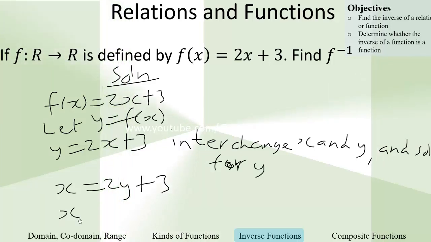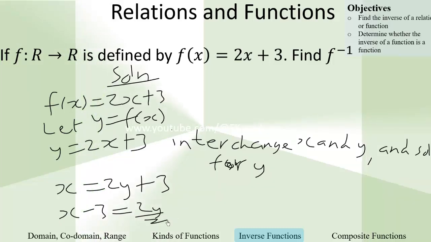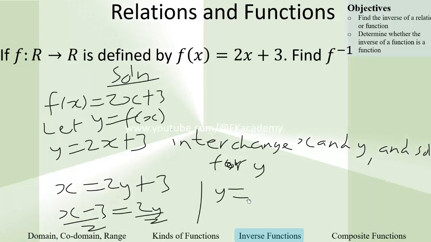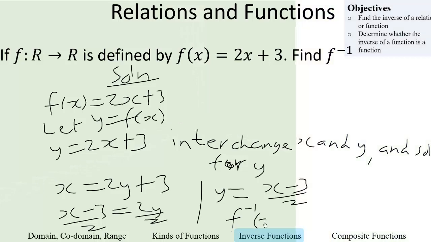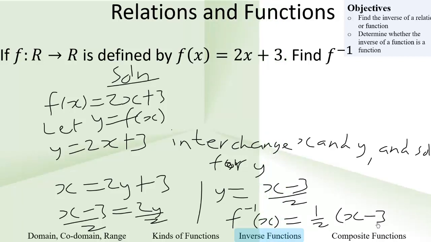So we have x minus 3 is equal to 2y. So dividing through by 2, you get y to be equal to x minus 3 over 2. Hence, the inverse of f is equal to 1 over 2 into bracket x minus 3. This is the inverse function.